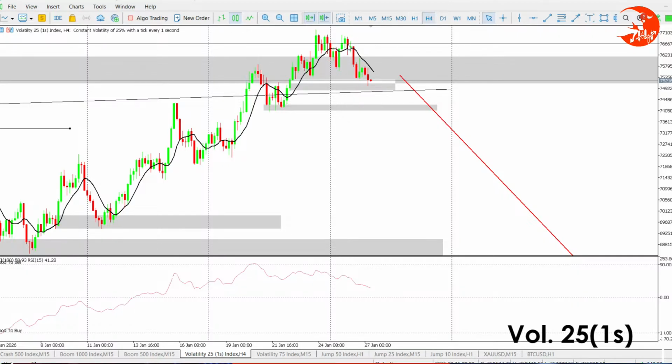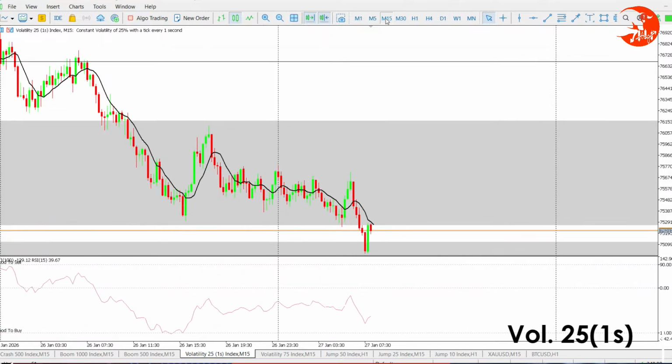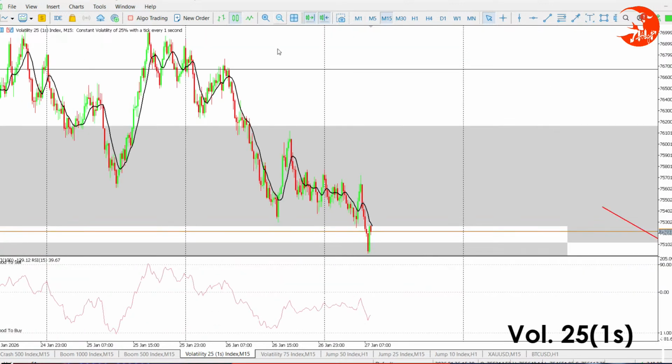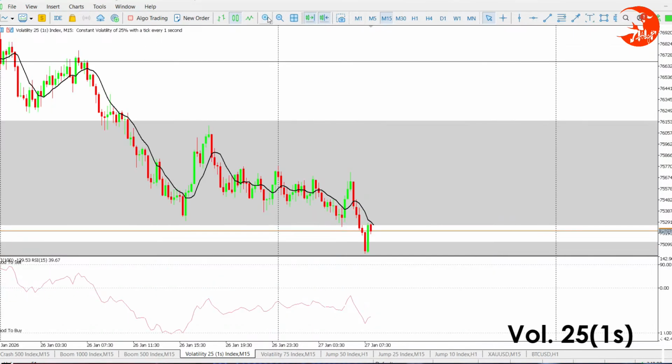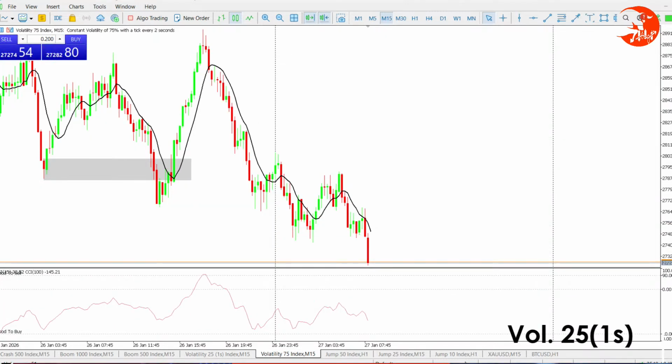Because the perfect entry was yesterday. We did not trade yesterday. We could have made it right about there, but if we enter now, we will have to get a big stop loss. Our stop loss will be very big, so you would rather not risk now. You just leave it, and the perfect entry will present itself. So for now, no business with V25S.